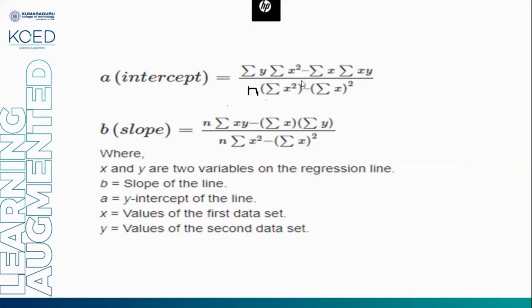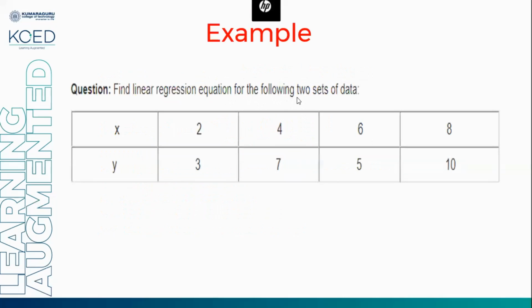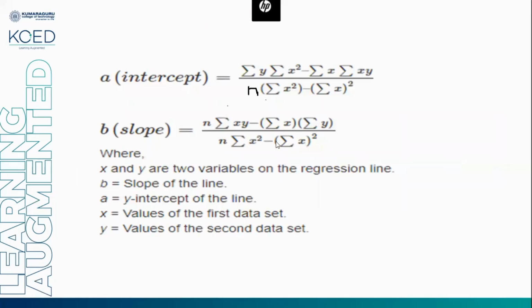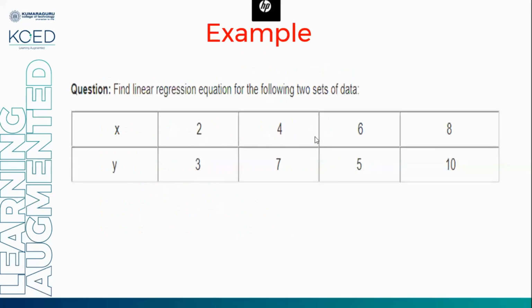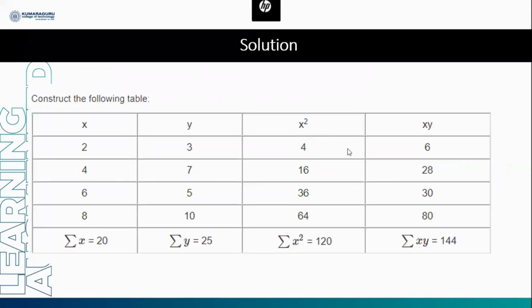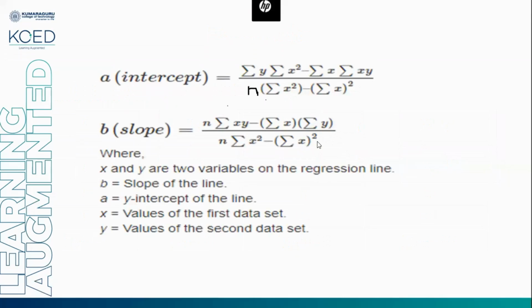Into the summation of x square: we have to calculate the x square for each value and perform a summation, and minus summation of x whole square. That means we have to add all the values: 2 plus 4, 6, 6 plus 6, 12, 12 plus 8, 20. So summation of x equal to 20, and summation of x whole square equal to 20 square. So this is the formula to calculate a and b.